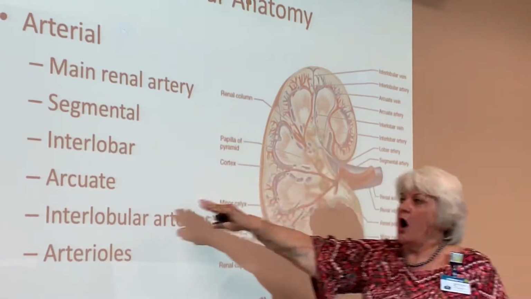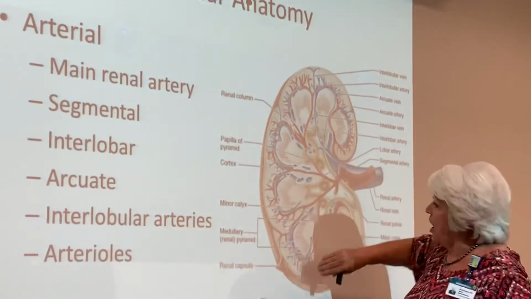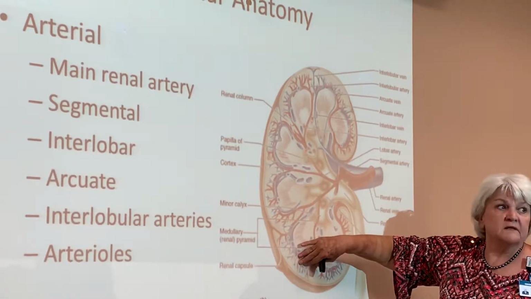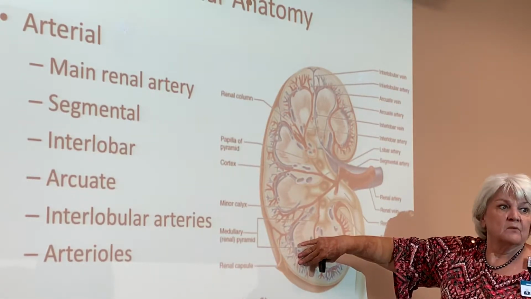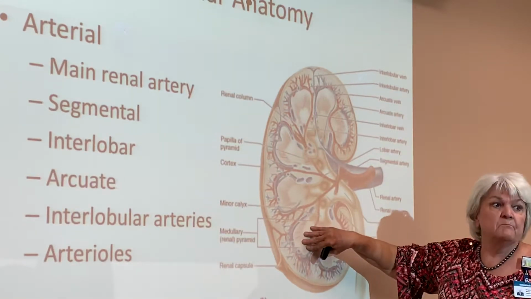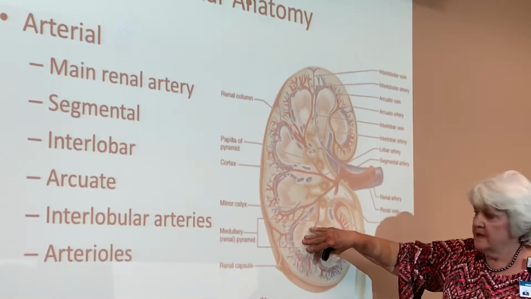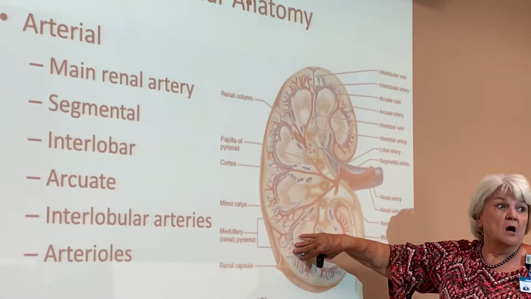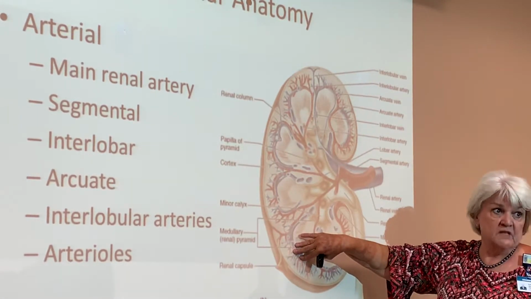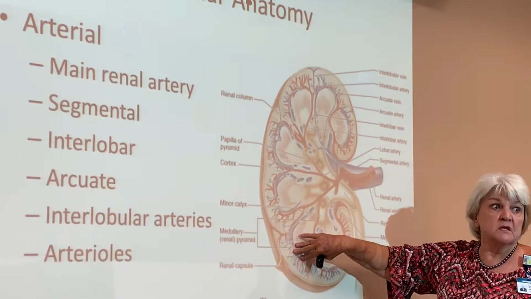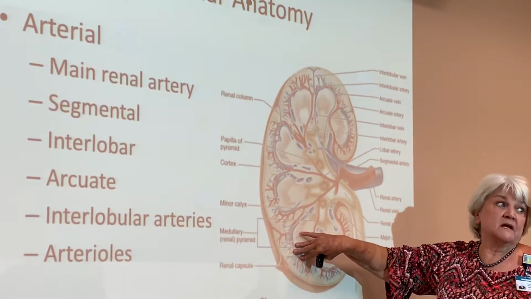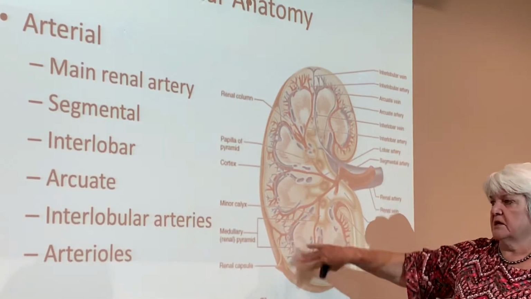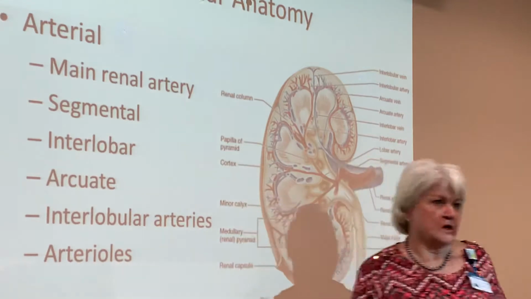Okay, arcuates. Arcuates sit at the very top of what? What is this called? The pyramid. So that's what we look at when we do renal Dopplers. We're looking at the arcuates. It's the hardest exam that I know of, renal Dopplers. And then it goes into the arterioles.